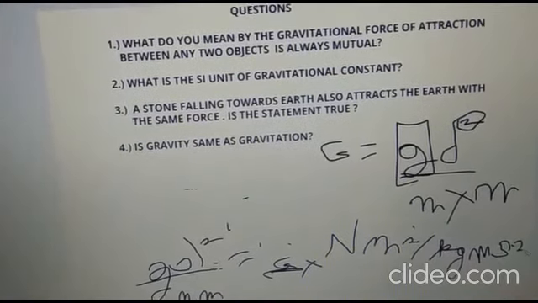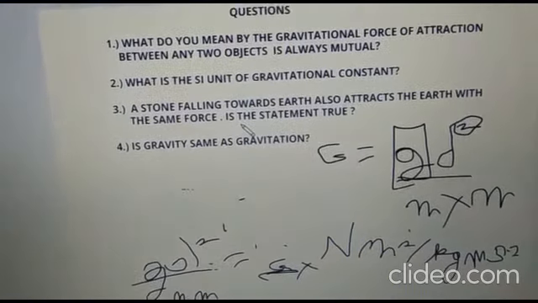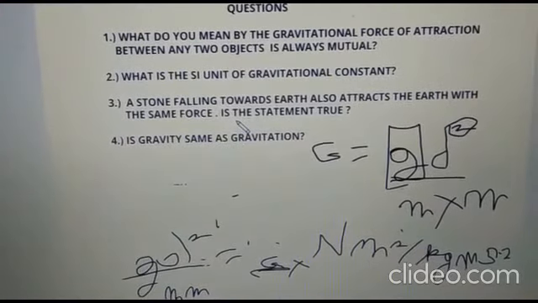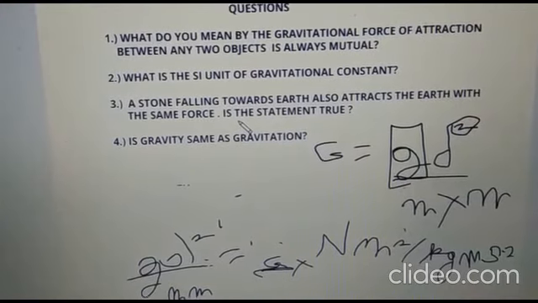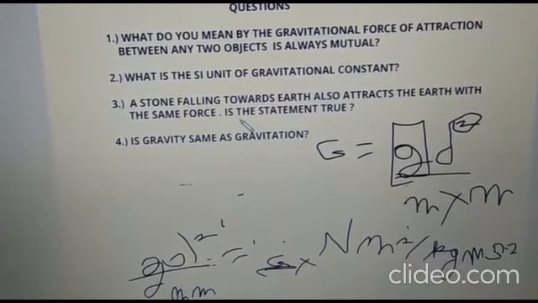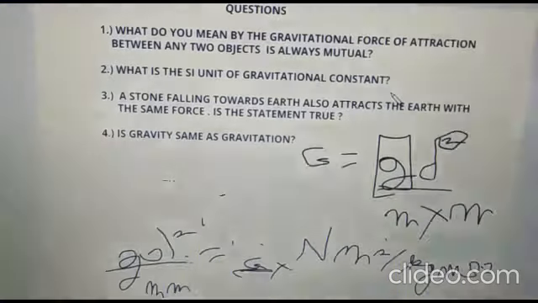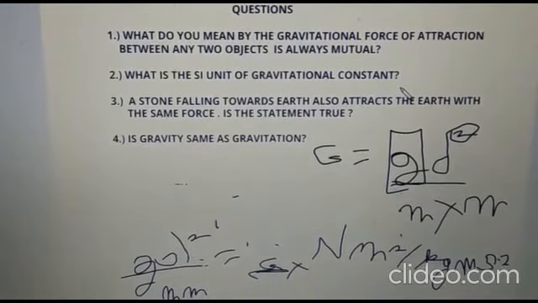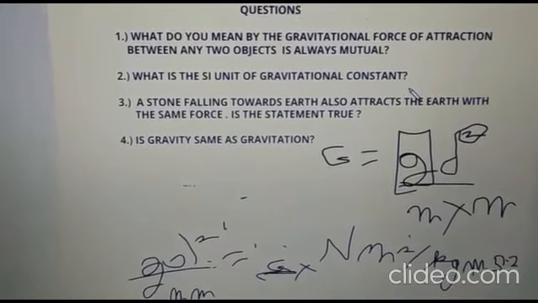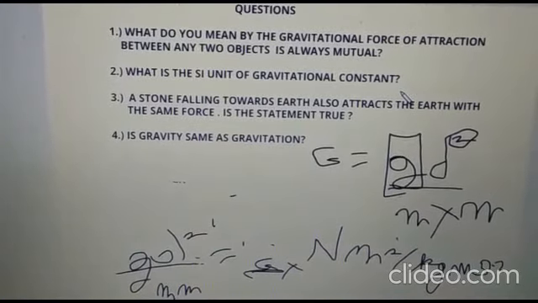Now, guys, the third question. The third question says that a stone falling towards earth also attracts the earth with the same force. Is the statement true? This is a very easy question because of the third law of Newton, which says that every action has an equal and opposite reaction. So the earth would be attracting the stone, and the stone would also be attracting the earth with the same force.